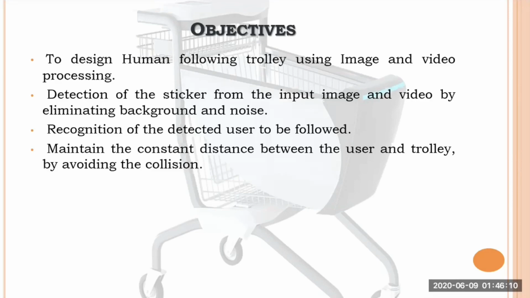The next objective is maintaining a constant distance between the user and the trolley by avoiding collision. Every person does not have the same walking speed. The trolley should not collide with the user when there is a difference in the walking speed of the person. So in order to avoid such collisions, it has to maintain some constant distance from the user. So we have made it one of our objectives to avoid collision situations.